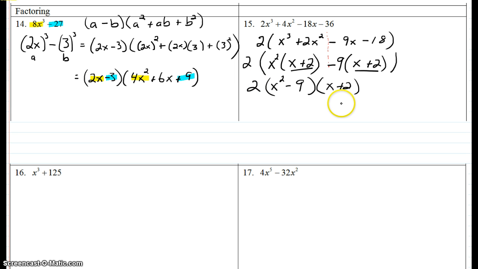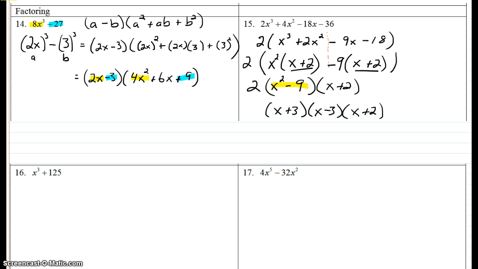And so now be careful, you're not done. You always rinse and repeat, you always go back to the start. Can something be factored? And so you're looking at this x squared minus 9, and hopefully you recognize that's difference of squares. So this becomes x plus 3, x minus 3, and x plus 2.